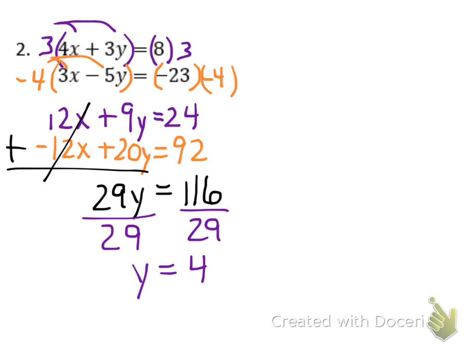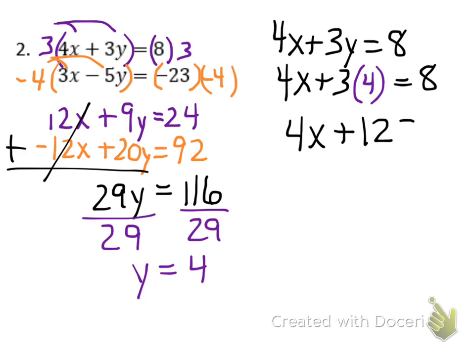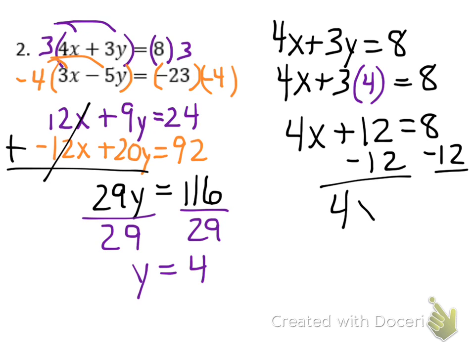Now we'll take that value, plug it back in. You can go to either equation. I'll go with the top original. And we're going to replace the y with 4. Multiply. 3 times 4 is 12. Two-step equation from here, subtract 12. If 4x equals negative 4, to get rid of multiplying by 4, divide both sides by 4. Put it together as an ordered pair x and y.